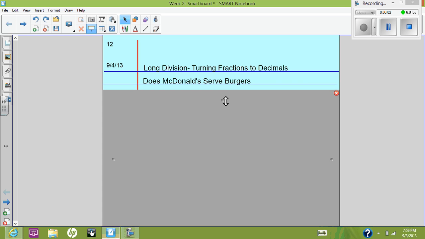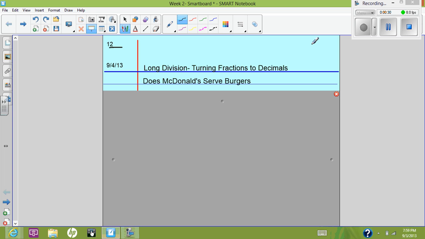Right, ladies and gentlemen, today we are going to be talking about long division, which we're going to use to turn fractions into decimals, and then we're also going to talk about how to add and subtract decimals. If you would please, on page 12, you may have set this up during class today. If not, please make sure you put the date, September 4th, 2013, the page number, page 12, and the title, Long Division, Turning Fractions to Decimals.